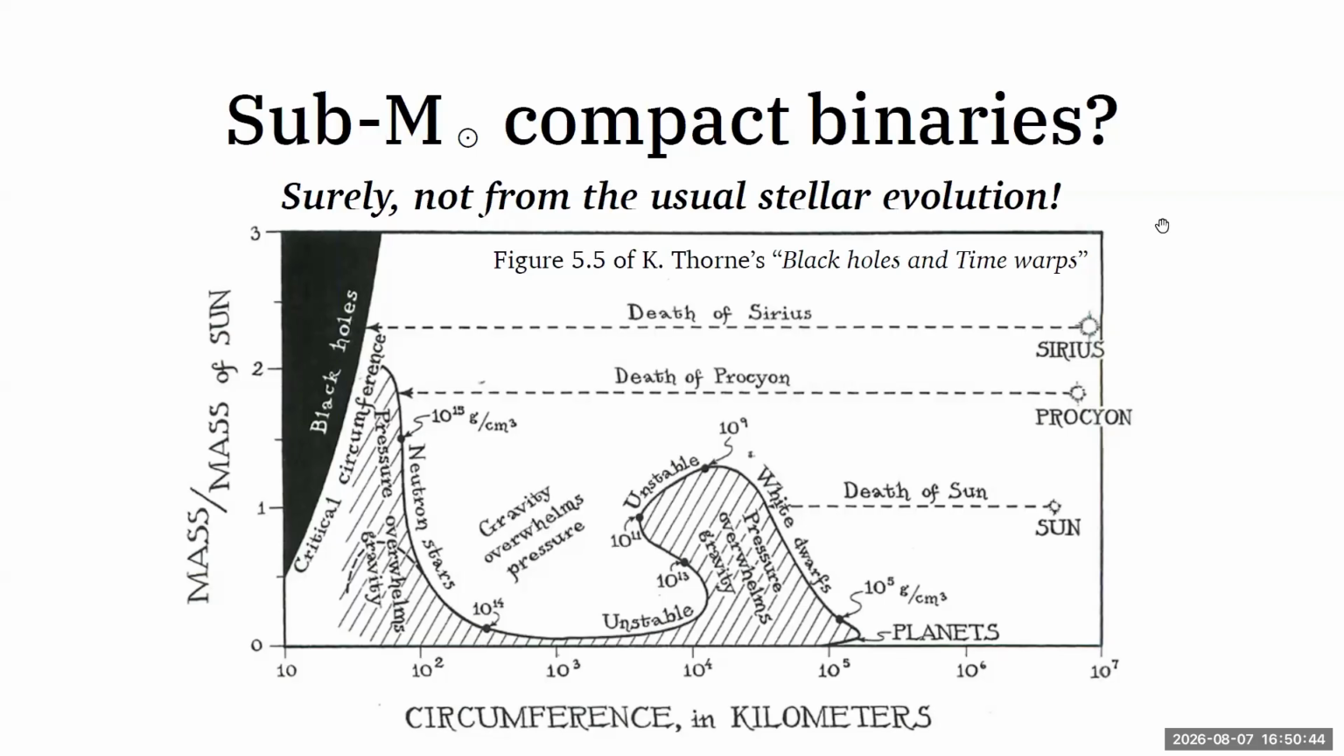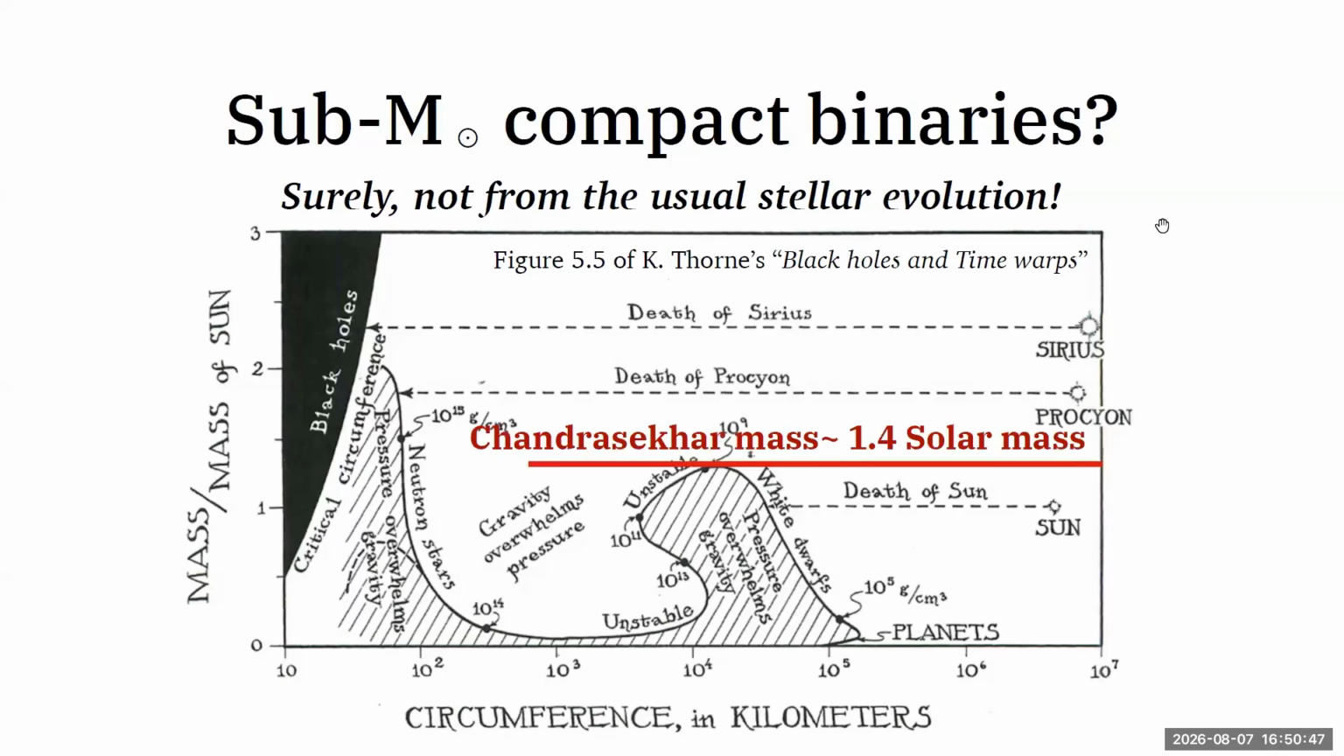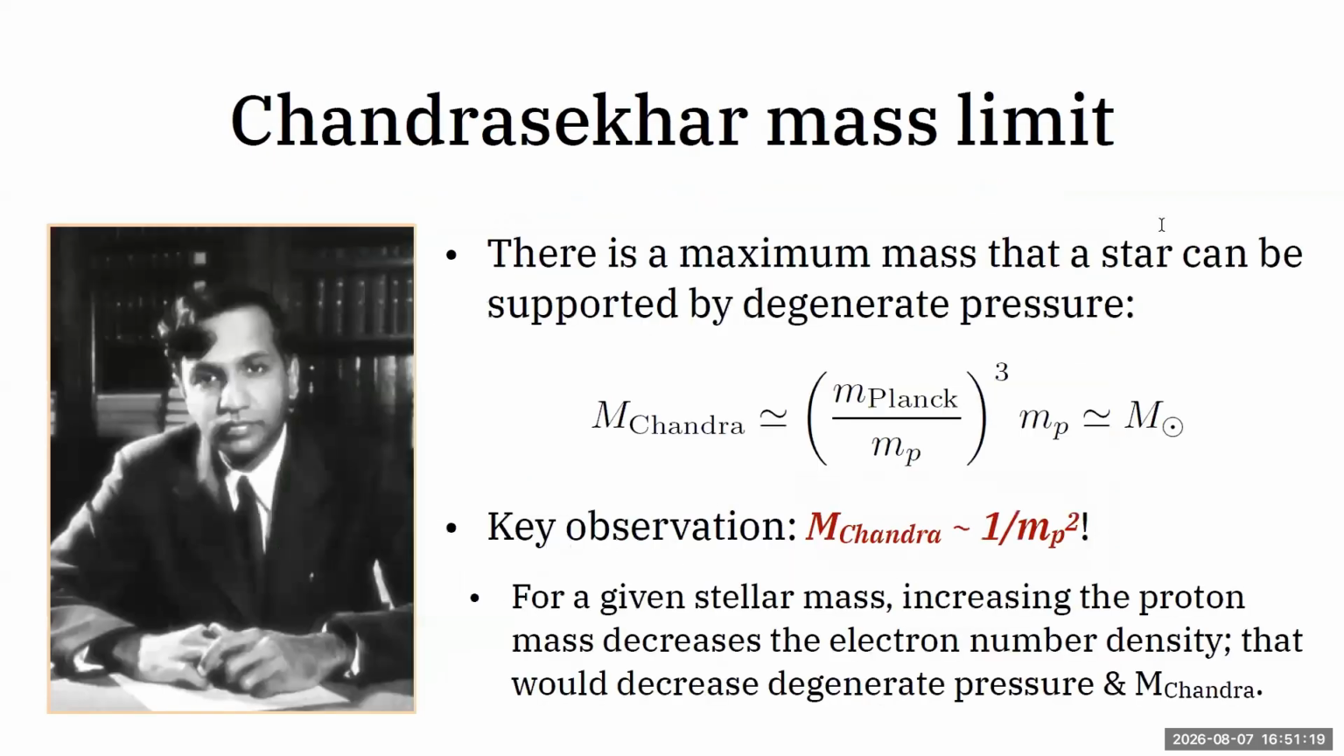And this peak here defines the Chandrasekhar mass of 1.4 solar mass. That is the maximum mass that any white dwarf can hold itself against gravity by using the electron degenerate pressure. A neutron star has a little bit higher mass, between 2 and 3 solar mass, because a neutron star uses the degenerate pressure from neutrons instead of electrons. And if you think about the origin of this Chandrasekhar mass, this is one of the key equations.